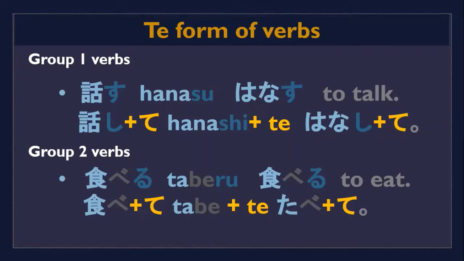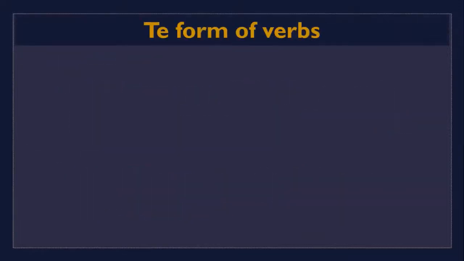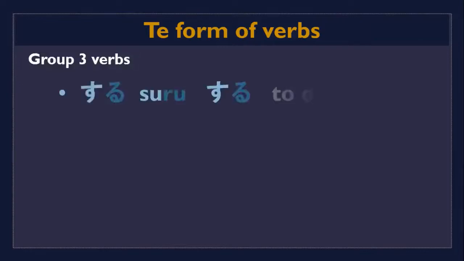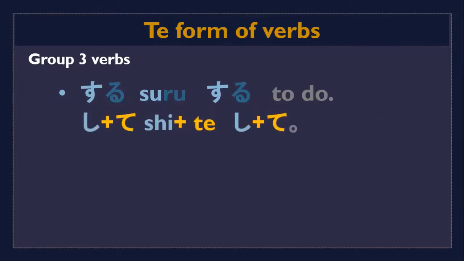For group 1 verbs, there are many different groups. Now let us look at group 3 verbs. So in case of group 3 verbs, there are only 2 verbs here in group 3, suru and kuru. So suru, to do, is suru. So this suru will change to shite. So the su will become shi and just add te.